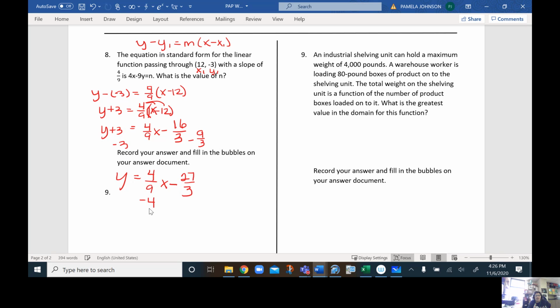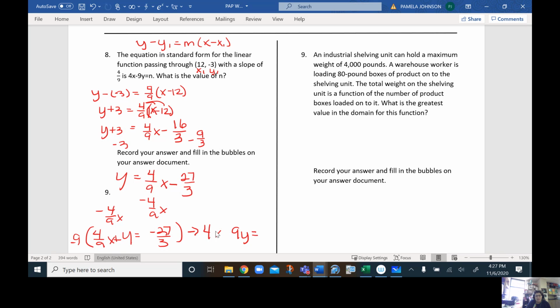Okay, so now I need to move this 4/9 over. I'm going to subtract 4/9 x from both sides. So I get 4/9 x plus y equals negative 27/3. I'm going to get rid of these fractions. I'm going to multiply the entire thing by my least common denominator, which is going to be the 9, okay? So that I end up with 4x plus 9y equals. Now, we're multiplying by negative 9.